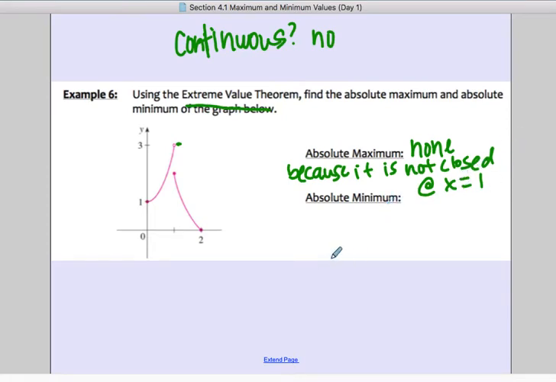And then is there an absolute minimum? Well, the lowest value is here, and yes, it's closed, so yes, there is. It would be 2, 0. So the extreme value theorem doesn't apply in this situation because it's not continuous. But if you are continuous on a closed interval, you will have an absolute max and an absolute min every single time.